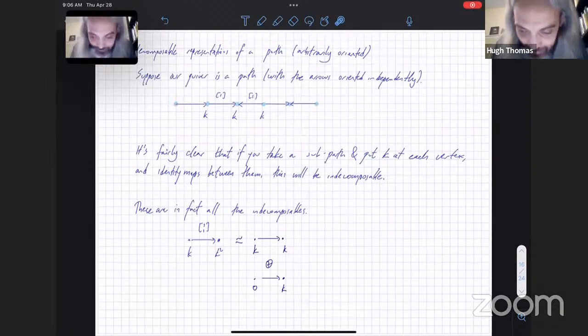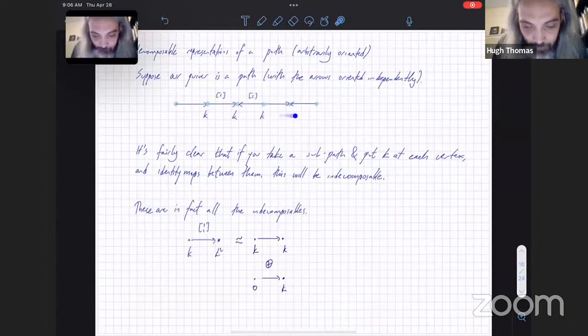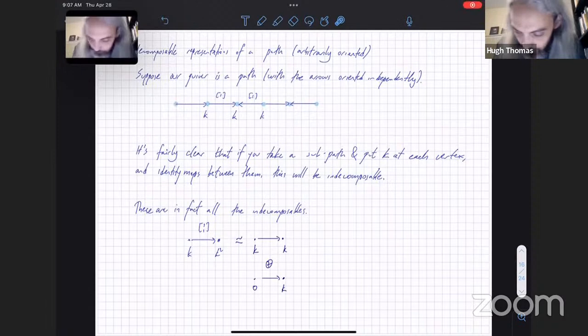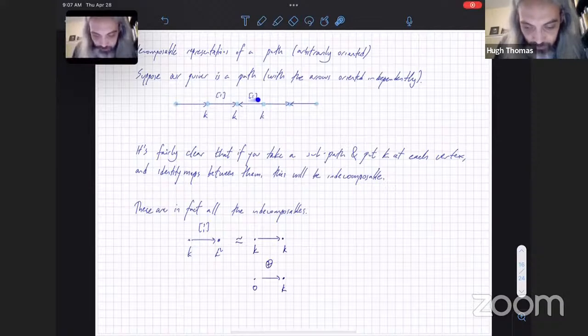What I'm going to need today is just quivers that are a path, with some orientation. It's pretty clear that if you take a subpath like this and you put just one-dimensional vector spaces and non-zero maps between them, you will get an indecomposable representation here. Because if you tried to decompose it into 2 pieces, that would force you to get 0 maps somewhere.